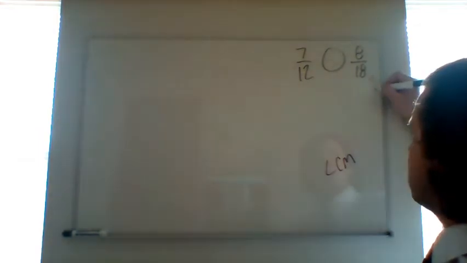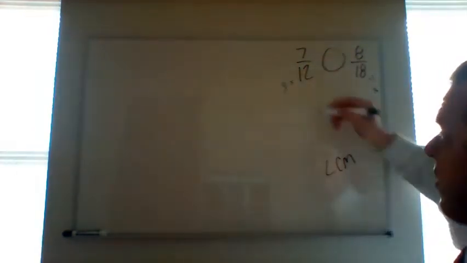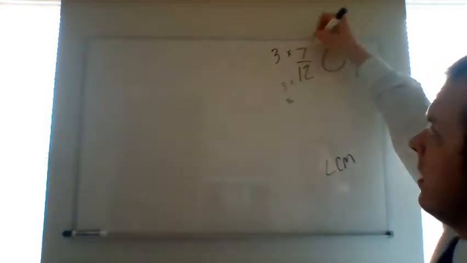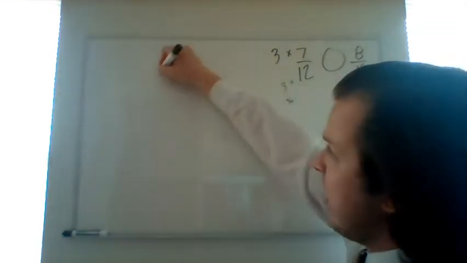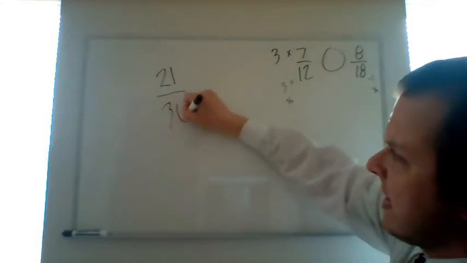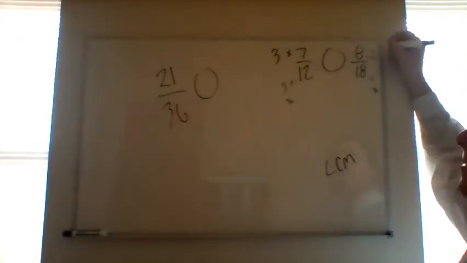18 times 2 would give us 36, and 12 times 3 would give us 36, right? So we can times this fraction by 3. 3 times 7 is 21. And 3 times 12, we already said was 36, right? And then we could times this side. If we're going to times the bottom by 2, we need to times the top by 2.